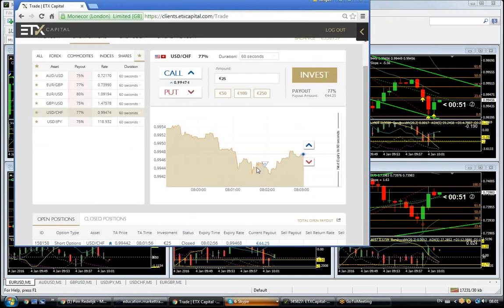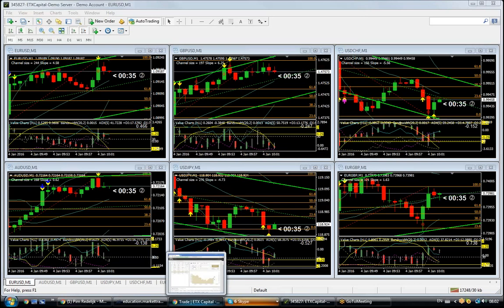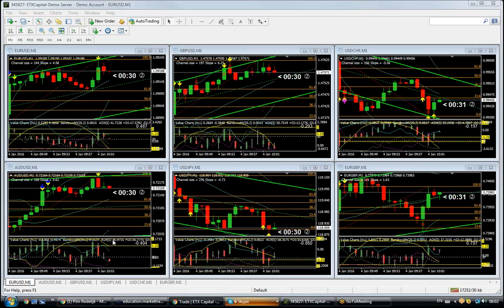Okay, it looks like there is a slight out of sync again between the MT4 and binary platform. So I always use the MT4 timer for entering my trades. So just be cautious about that. Well done, Douglas. How did the rest of you do? Did you take that trade?